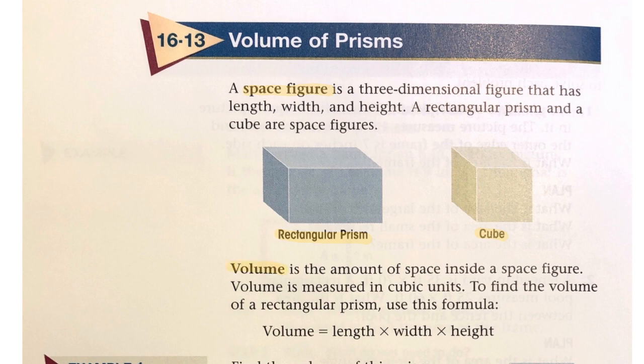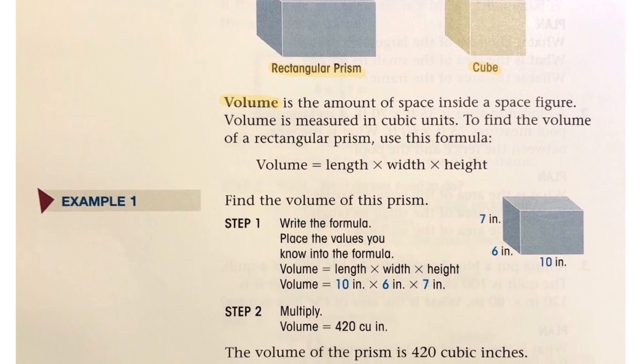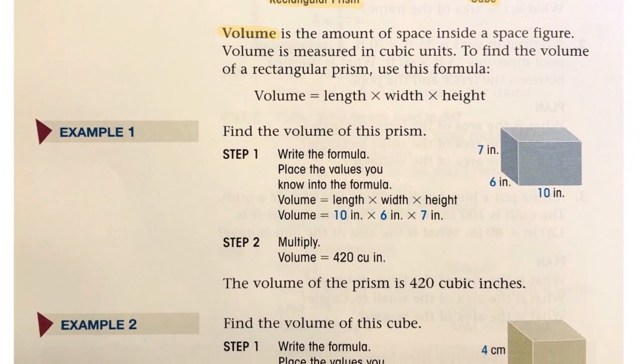Volume is the amount of space inside a space figure. Volume is measured in cubic units. To find the volume of a rectangular prism, use this formula: volume equals length times width times height.